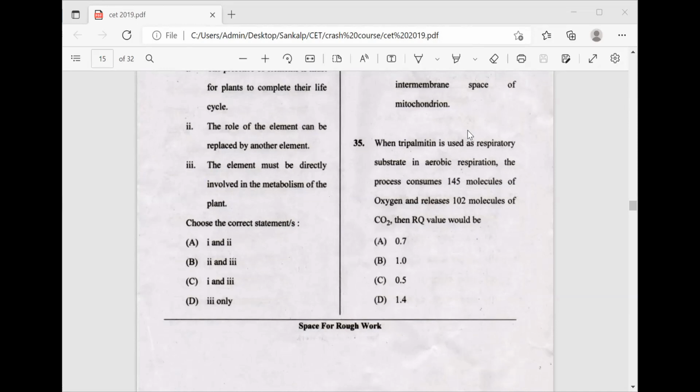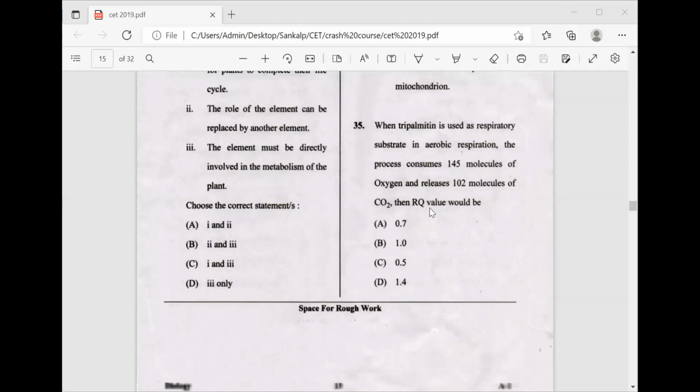Respiratory quotient formula you should know. So what is the respiratory quotient formula? Carbon dioxide production divided by oxygen consumption. So what is the carbon dioxide here? That is 102. Divided by 145. So how much will we get? We will get around 0.7. That is option A. Tasmia, Kirtana, Janvi, Vani, Bhairesh, all of you answered this correctly. Someone messaged A and B and then deleted. Okay. Option A is the right answer.